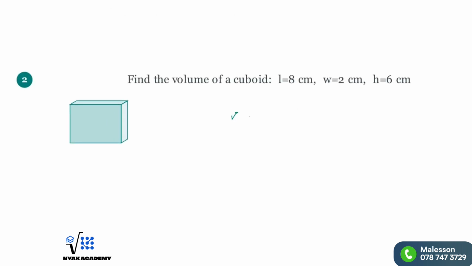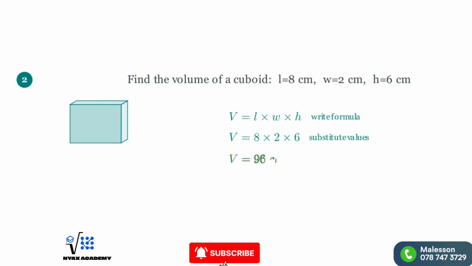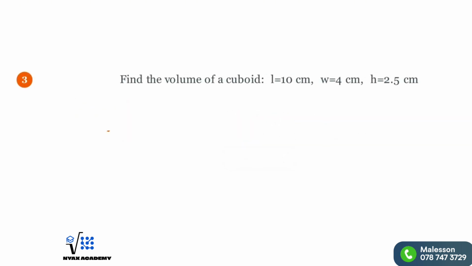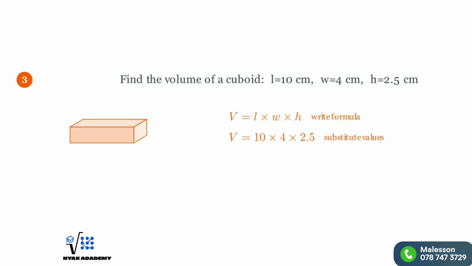For our second example, we're having a length of 8 centimeters, a width of 2 centimeters, and a height of 6 centimeters. Substituting into our formula, we get a volume of 96 cubic centimeters. Lastly, we are having a length of 10 centimeters, a width of 4 centimeters, and a height of 2.5 centimeters. Substituting our values, we get a volume of 100 cubic centimeters.